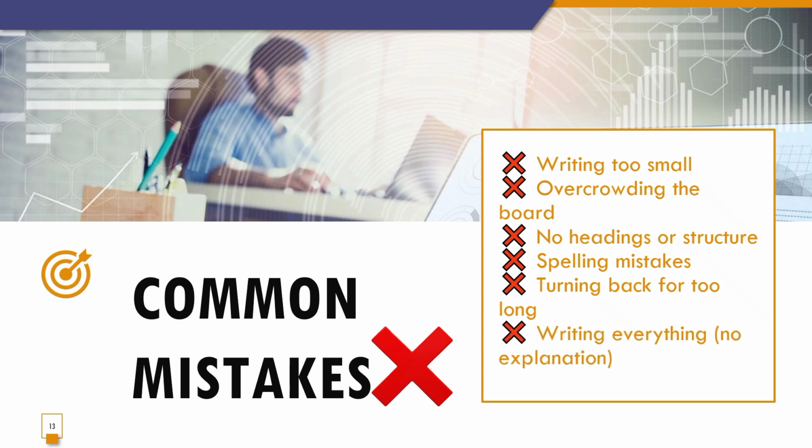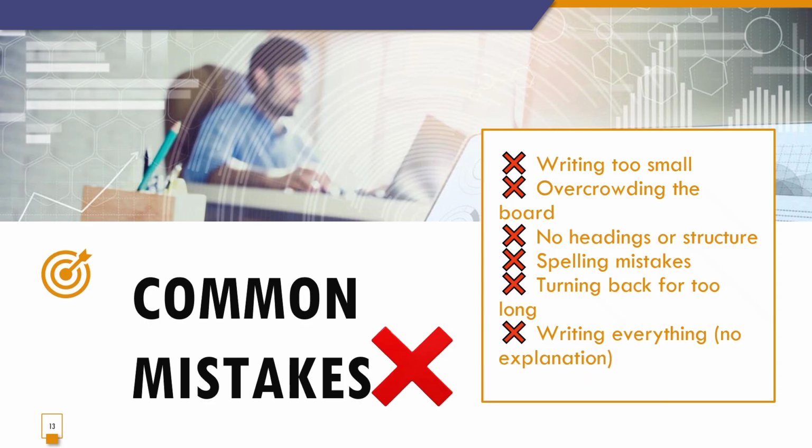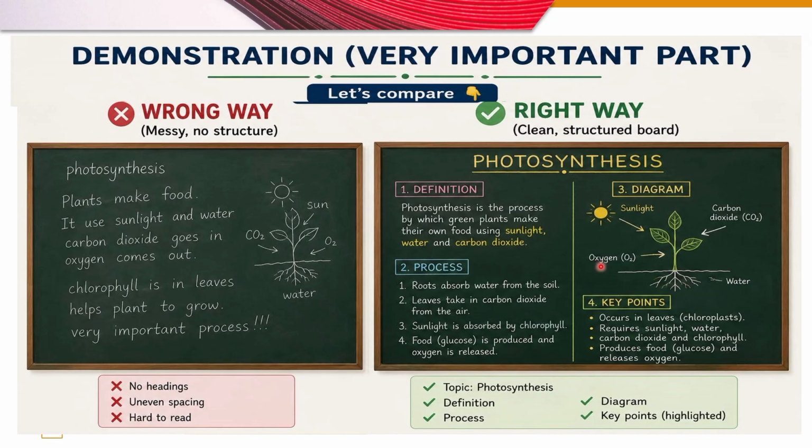Then comes writing everything with no explanation. Students focus only on copying, not understanding. So teaching becomes passive instead of interactive. So you have to interact with students also. Write and then interact with students. The blackboard is a support tool, not the main teacher. Your explanation, interaction, and presence matter the most. Remember that. Neat and clear.